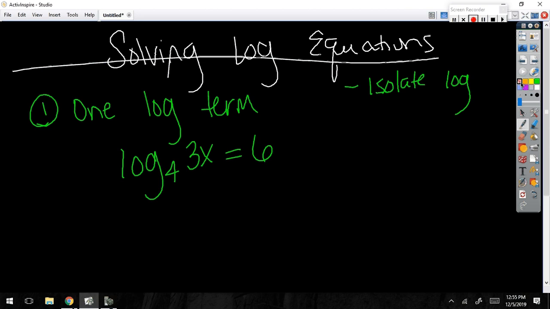Once it is isolated, what do you think you should do? Change forms. Look at you, Macy. Yeah, it's like 2 lines up. That's okay. What is the base? 4. What is the exponent? 3.